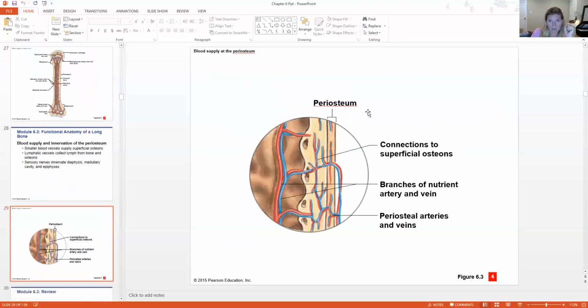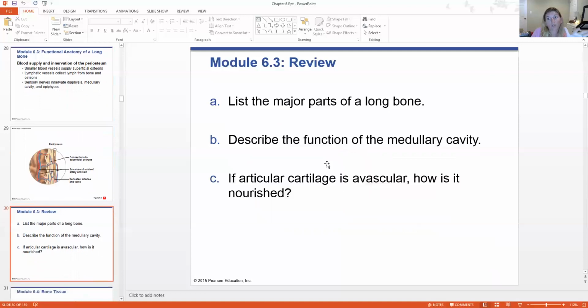So here's the periosteum, the outer covering, and then this is the compact bone. So the vessels of the periosteum kind of dip into the bone tissue as well. You can pause the video here, go back and answer the questions.